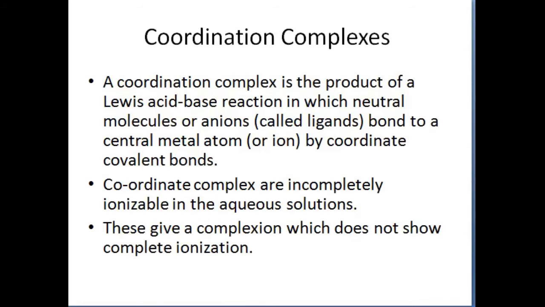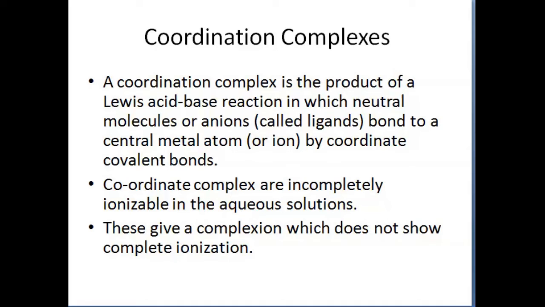Types of complexes. Here, the types of complexes we are going to discuss are coordination complexes. So we should understand what coordination complexes are. A coordination complex is the product of a Lewis acid-base reaction in which neutral molecules or anions, which we call ligands, bond to a central metal atom by coordinate covalent bonds.